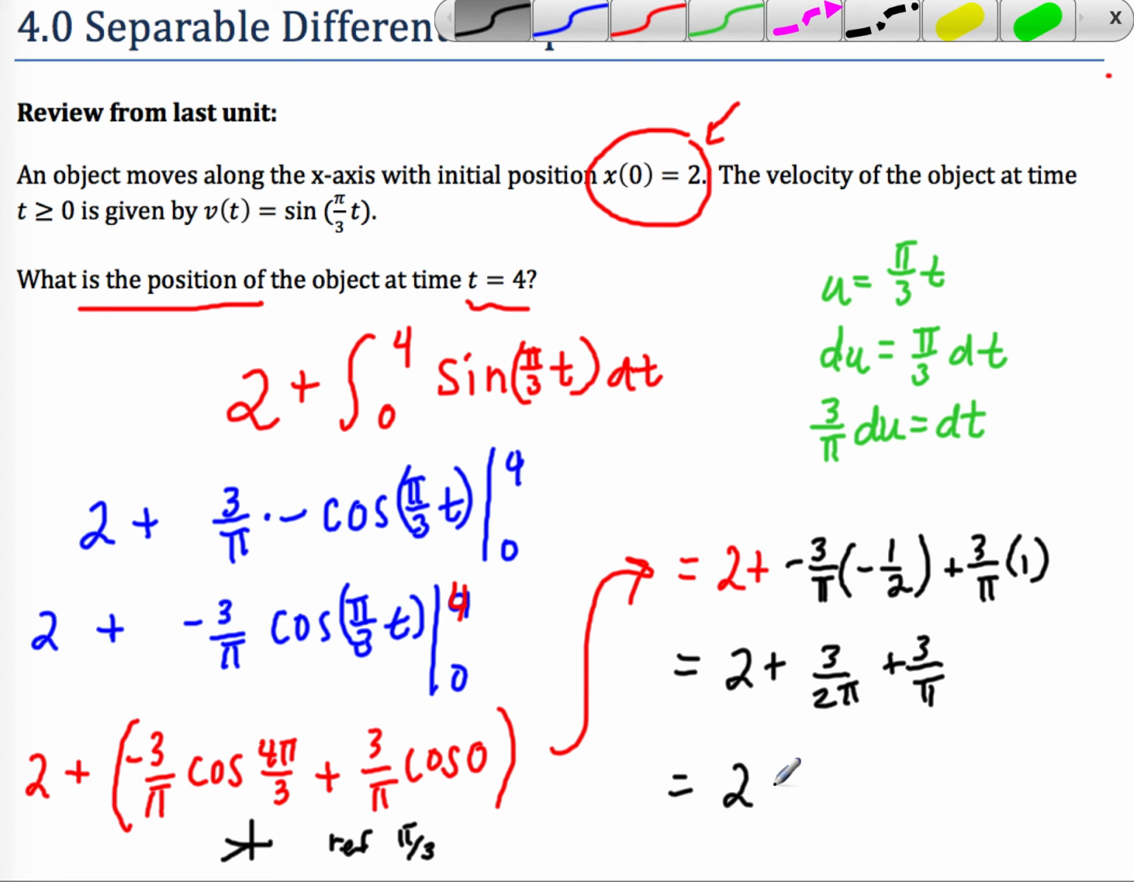If we wanted to simplify a little bit further, we could just say that is, multiply these both by 2, put them over 2 pi, and then this ends up with 3 plus 6, which is 9 over 2 pi. All right, that's it for the starter.